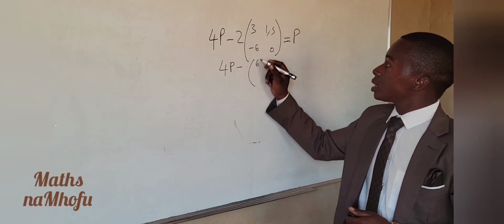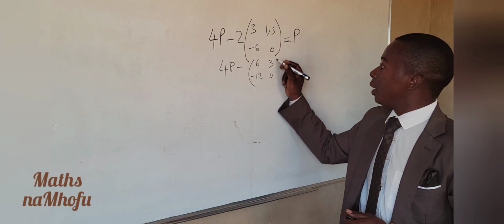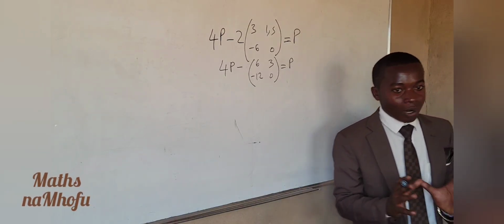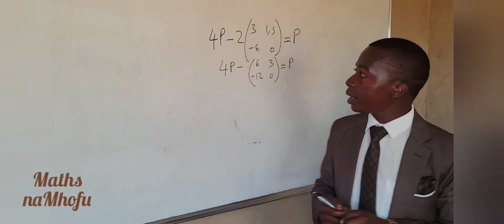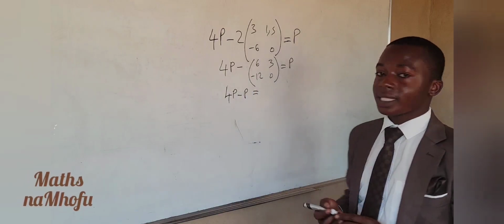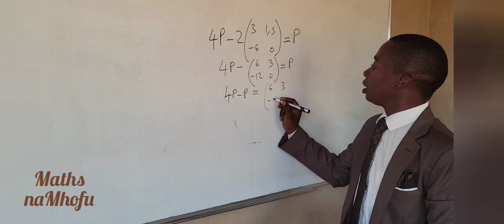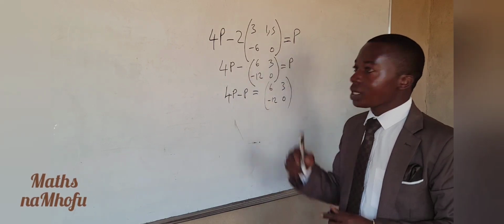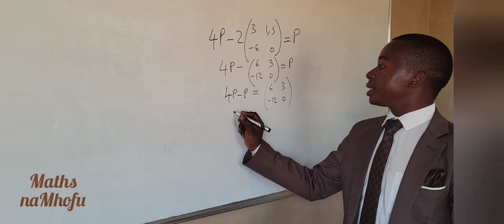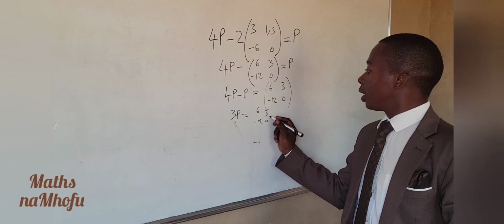So 2 times 3, that's a 6 here, that's a 3 here, that's a negative 12, and here that's a 0, equals p. Then what are we going to do? We are just going to collect like terms, then we simplify. 4p minus p equals, if this goes the other side, remember, change side, change sign. It will just become positive 6, 3, negative 12, 0. It is only this side that we are going to change. Now, 4p minus p, that's a 3p equals 6, 3, negative 12, and a 0.